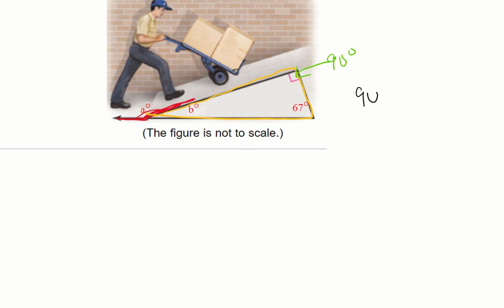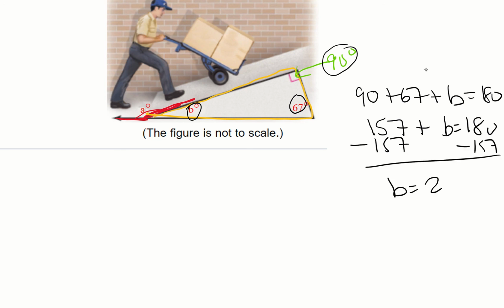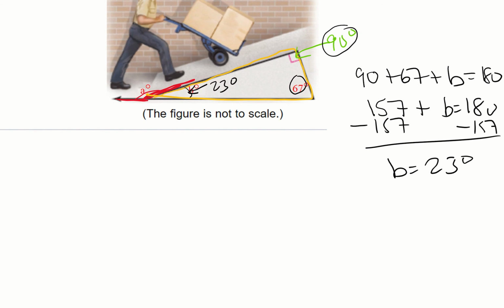So 90 plus 67 plus B, these 3 angles have to add to 180 because it's a triangle. And so we get 157 plus B equals 180. Subtract 157 on both sides. So B has to be 23 degrees. So now we know what B is. This is 23. Now, because we know B is 23, let's find A.